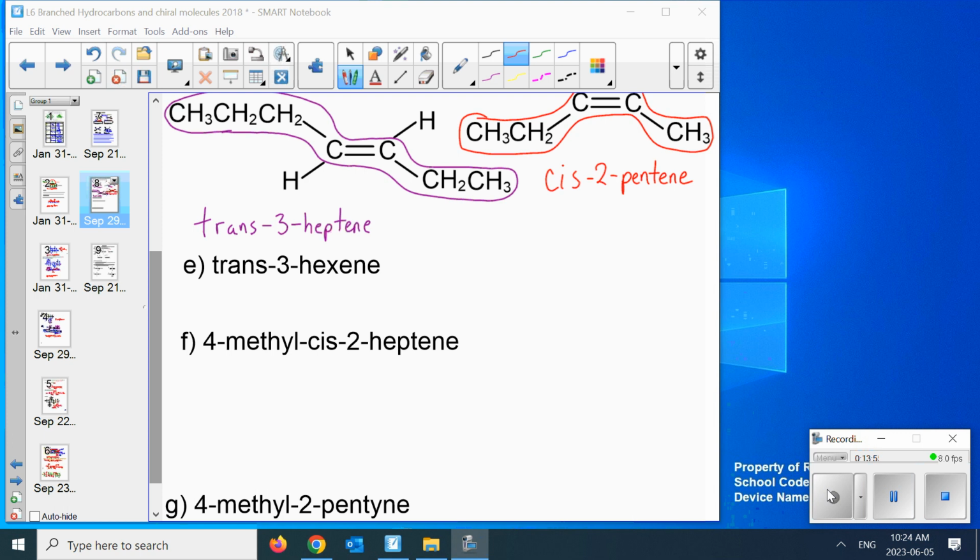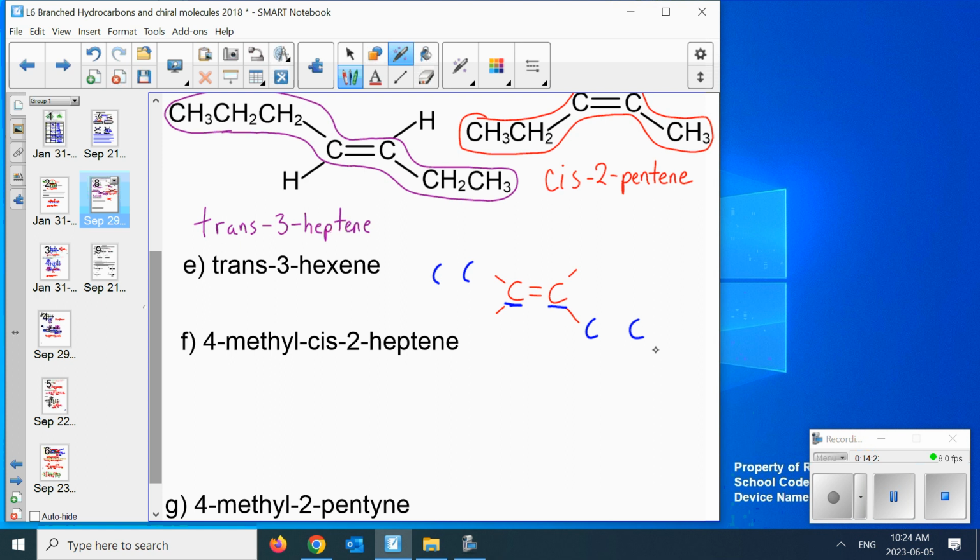The hex is 6. Here's how I think about it. I like to draw the double bond first just to get my geometry, but you don't have to do it. And I know my double bond is trans, so it's going to go then hex. So I'm thinking 3-hexene. So this is the double bond, C=C, 1, 2, 3, 4, 5, 6.